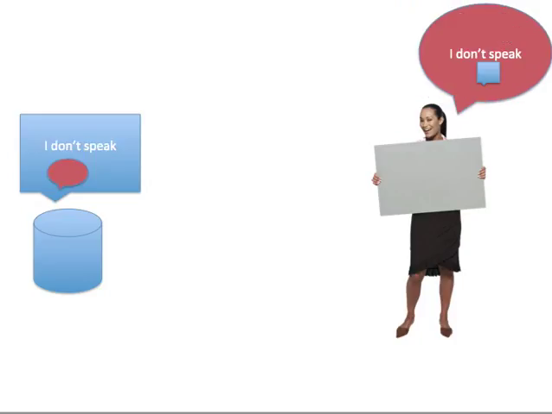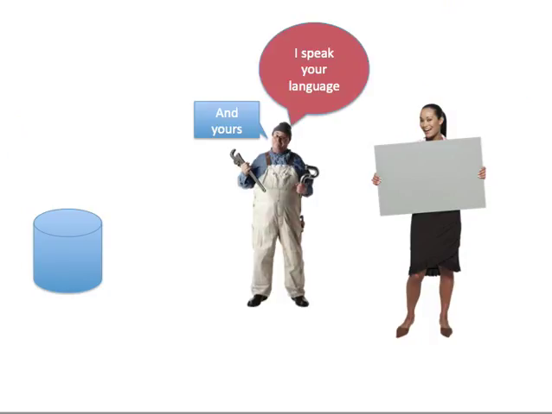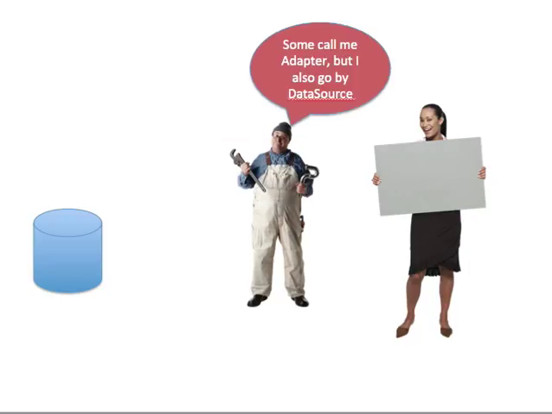All right, so we have this little problem, and this problem is exacerbated by the fact that she, list view or view, doesn't speak data source or data, and data doesn't speak list view. So they can't communicate. Well, to the rescue comes a guy that speaks both languages, right? Some call him adapter, and can also go by data source, one word, right? Depending. In Android, we call this guy adapter. In iOS, we call this guy data source.